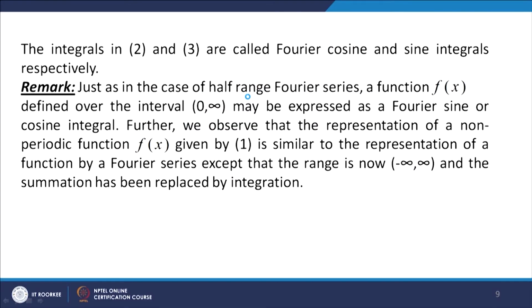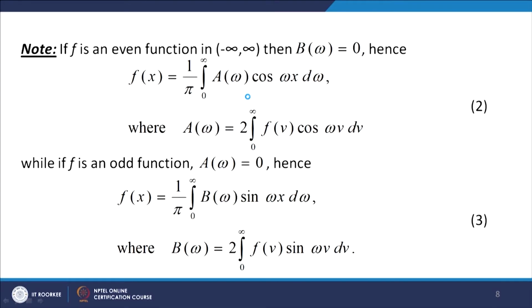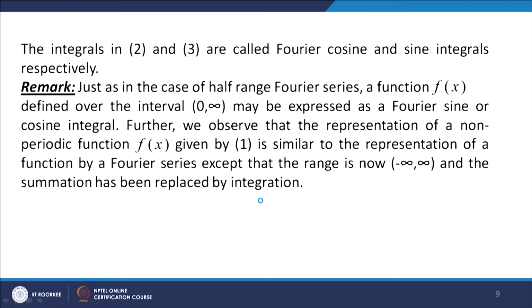These two integrals, integral 3 and integral 2, are called the Fourier cosine and Fourier sine integrals. This one, f(x) equal to this, is called the Fourier cosine integral, and f(x) equal to this is called the Fourier sine integral of f.